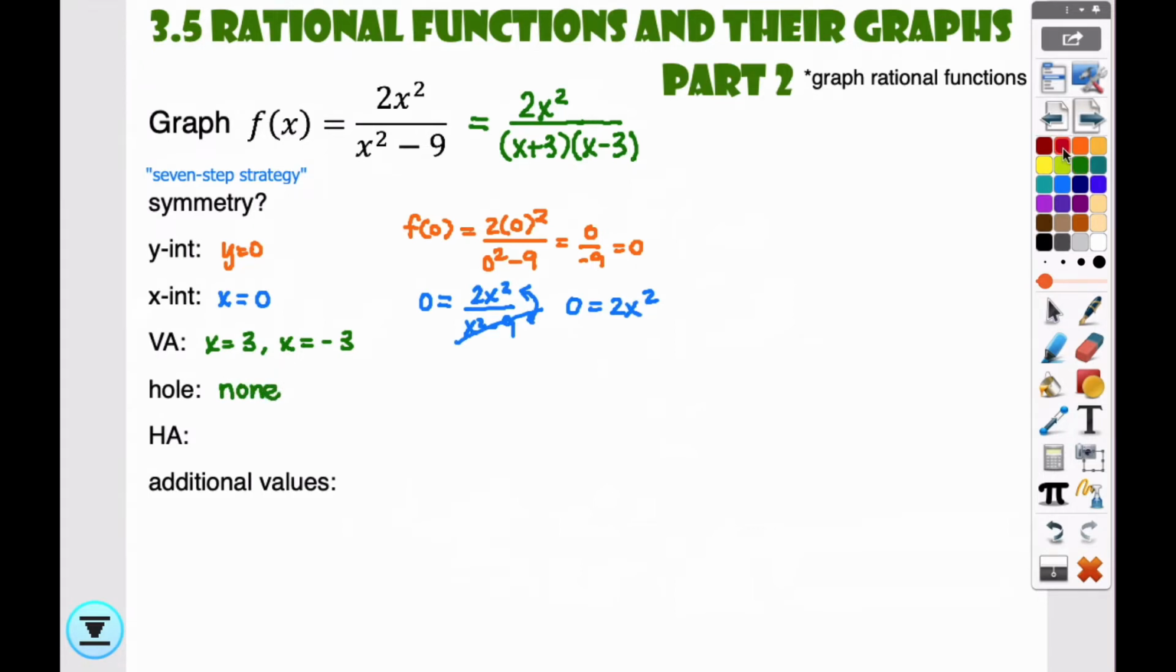And then to find the horizontal asymptote, we just look at the leading term on the top compared to the leading term on the bottom. This time this reduces just to the number 2. So my horizontal asymptote is y equals 2.